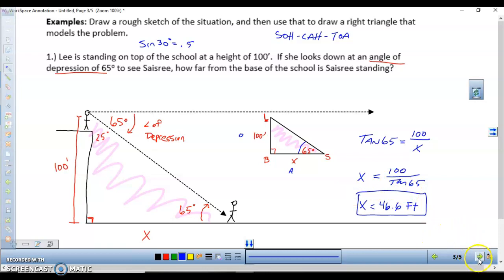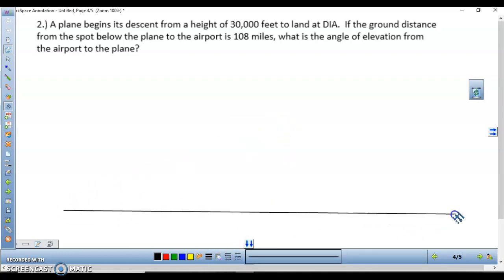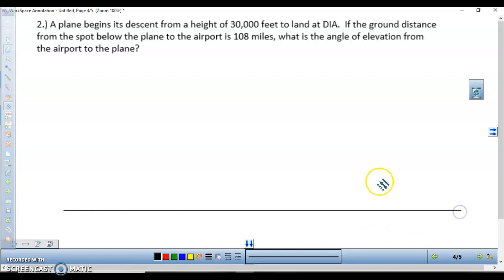We can also use this to work backwards to find angles as well, and that's what the next example will be. All right, so here we go. A plane begins its descent from a height of 30,000 feet to land at DIA. So first, let's start off with some ground here. Remember, I'm a flat earther, as I've told you before, so we're just assuming the earth is flat here. Duh.